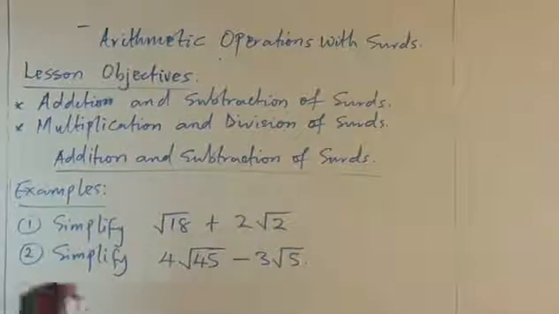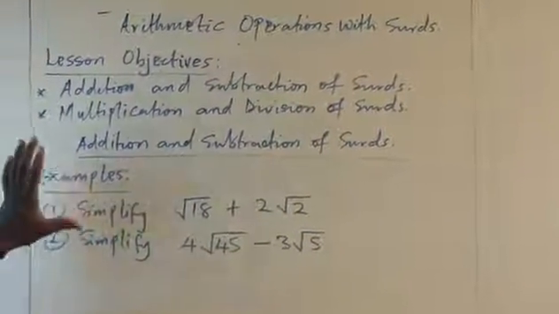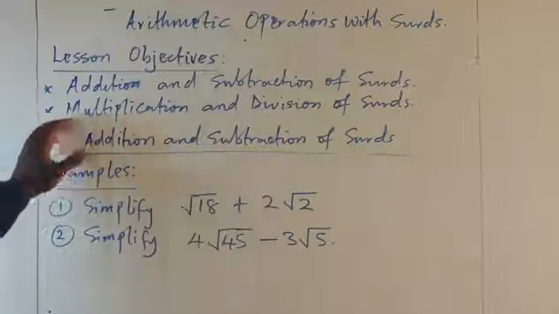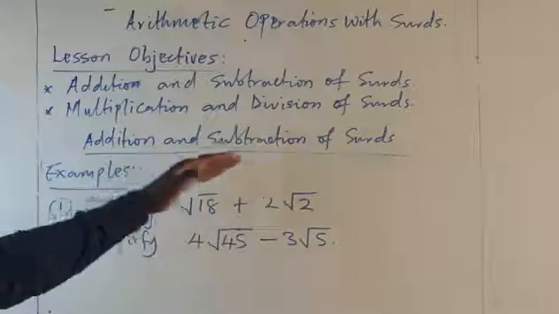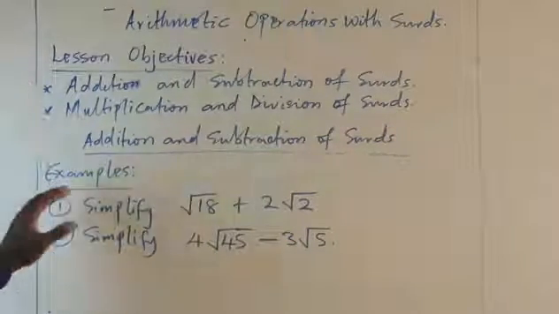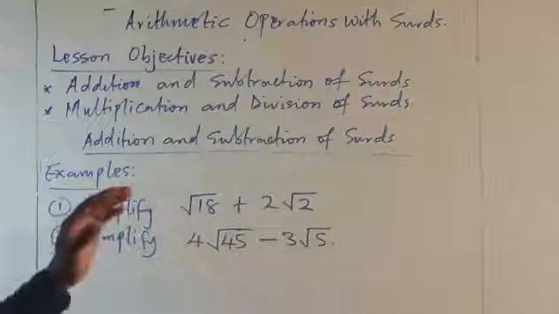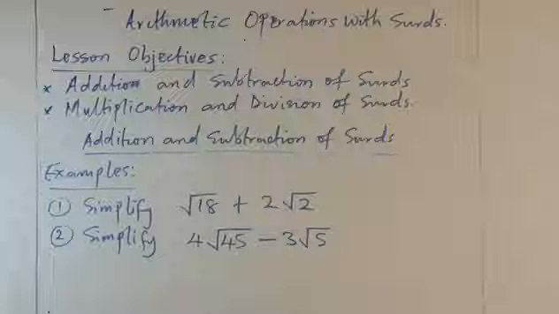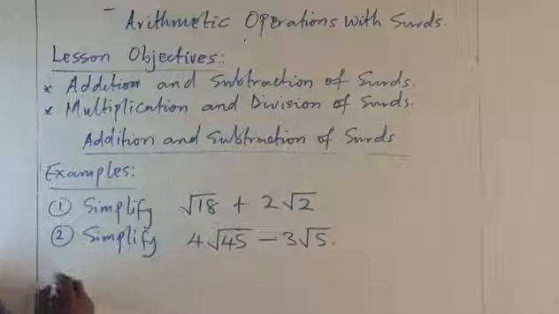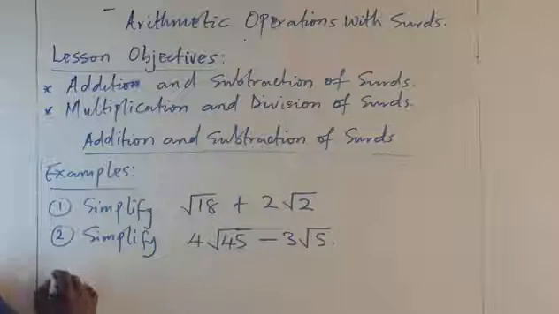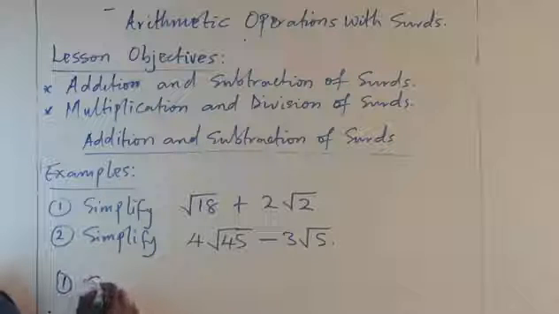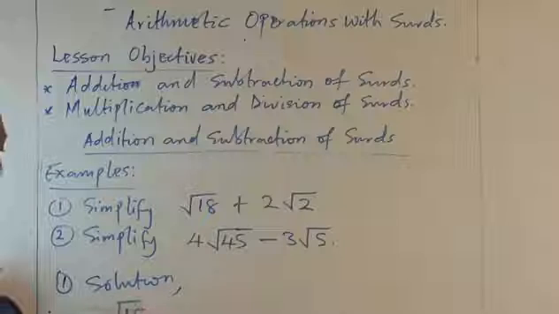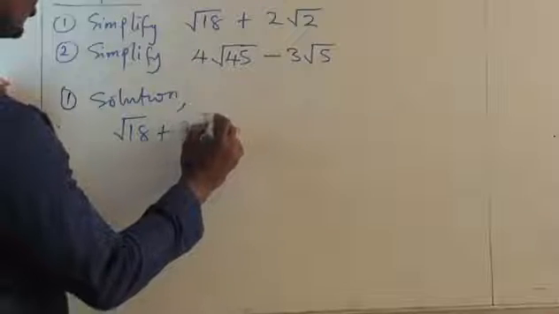So here are the examples. The first subheading is addition and subtraction of Surds, and we have these examples. Example 1 says simplify root 18 plus 2 root 2. So to do that, solution number 1. The question says root 18 plus 2 root 2.